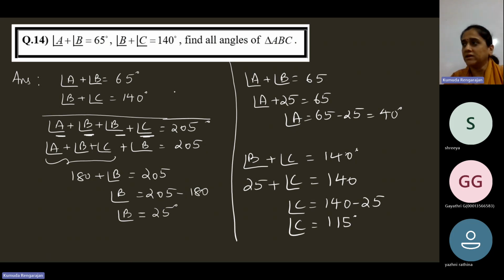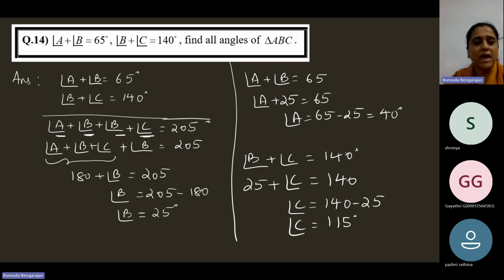Now this is a triangle, so the sum of the three angles is 180. Instead of angle A plus angle B plus angle C, replace 180. See this one, A plus B plus C is 180, plus angle B is equal to 205. So angle B is 25 degrees.